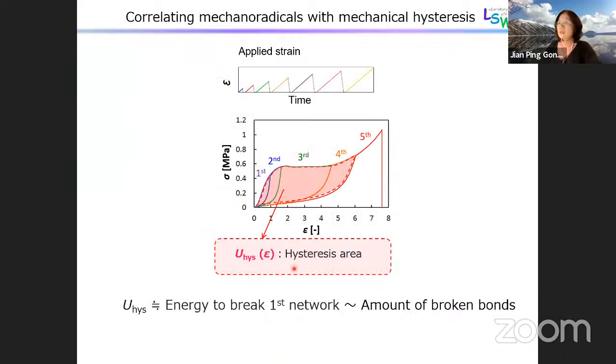Because during the sample loading and unloading process, with the increase of loading, the amount of internal fracture will increase, and this increase is due to the breaking of the first network chains. Then this hysteresis can be related to the amount of mechanoradicals. So we try to correlate this internal fracture-induced hysteresis and the amount of mechanoradicals generated in the gels.